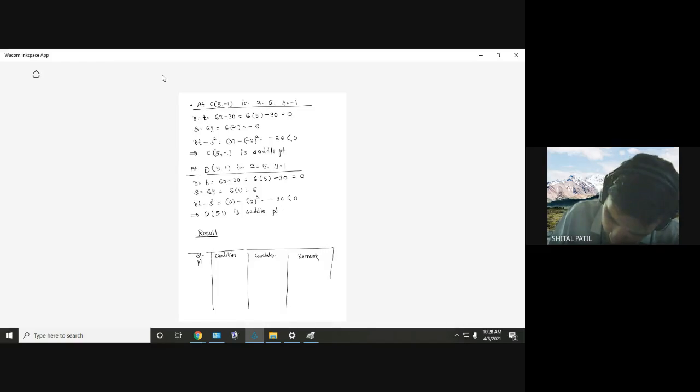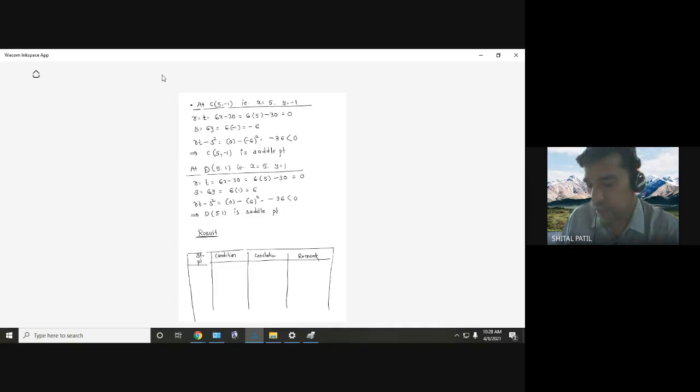Make a small table. Condition, conclusion, remark. What are the stationary points? A40, B60, C5 minus 1, D5 1.